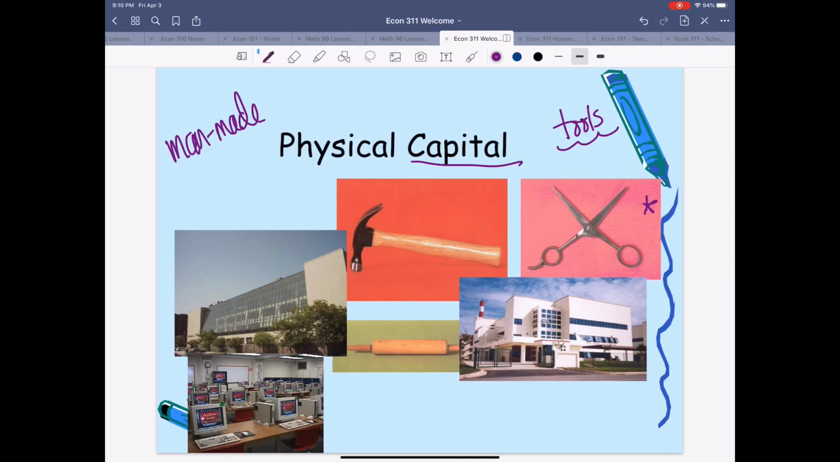A hammer is quite literally a tool. A rolling pin is used to bake and do other things. A factory, computers, all of these would be tools that are finished goods in and of themselves, but then are used to produce other goods and services. So physical capital, you're going to want to know that.